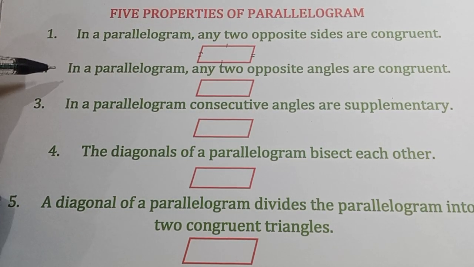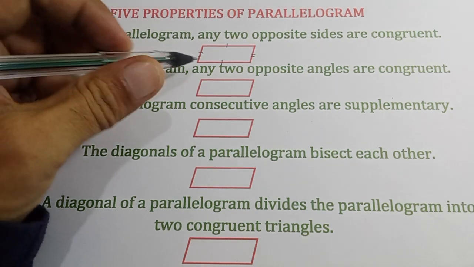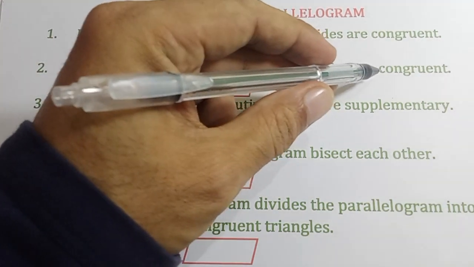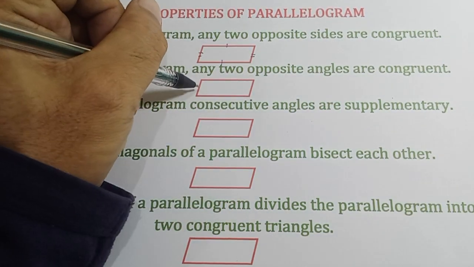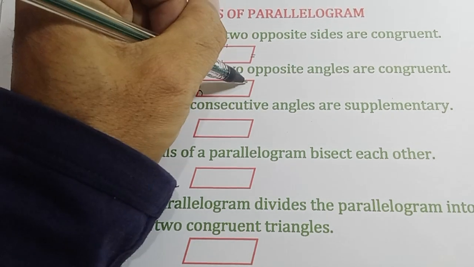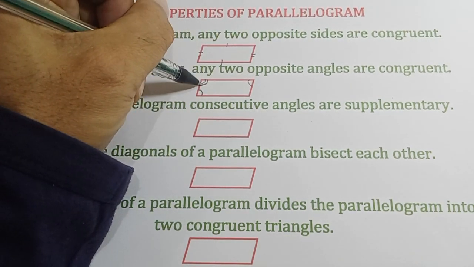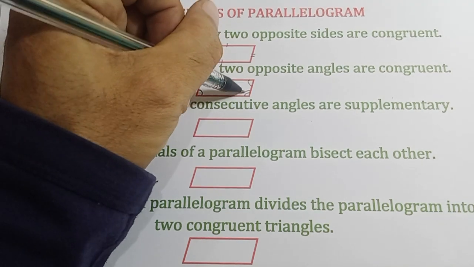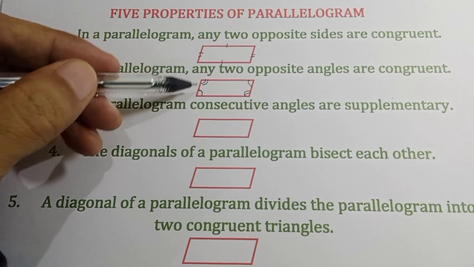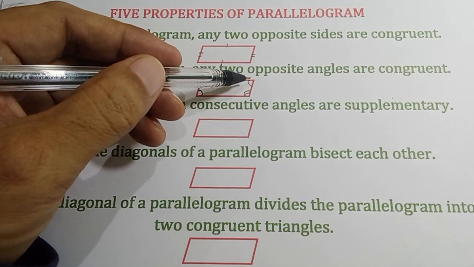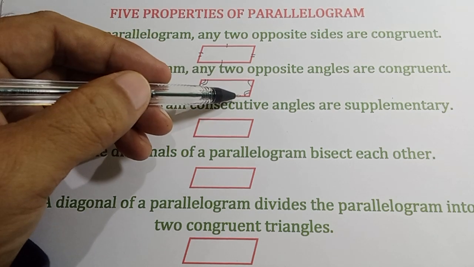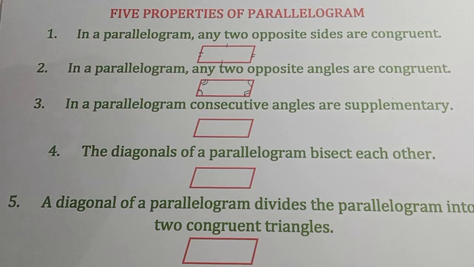The second one is, in a parallelogram, any two opposite angles are congruent. So these are the opposite angles. And the other opposite angles, we have this. So these two angles are opposite and they are congruent. These two angles are opposite and they are congruent.